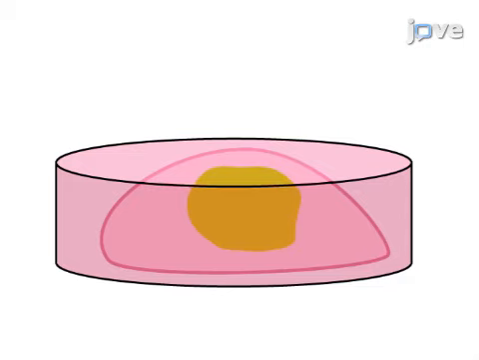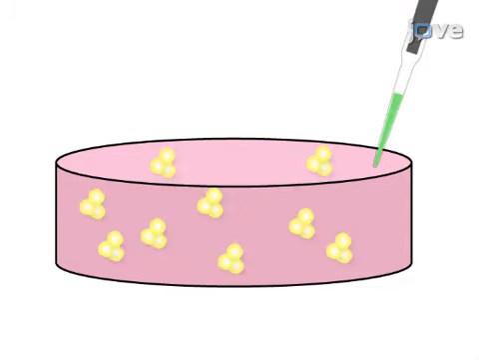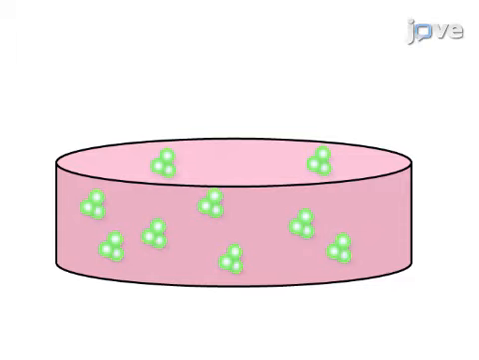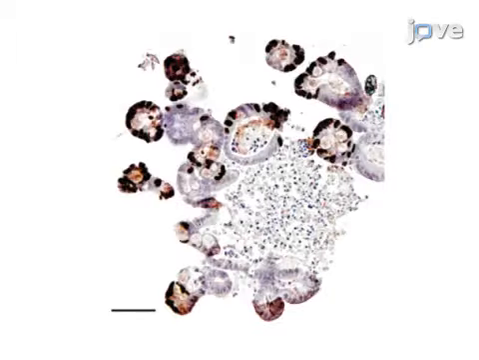crypts. Next, transduce the organoids with the high-titer lentivirus and incubate the transduced organoids in Matrigel. The final step is to embed full-grown transduced organoids in paraffin for downstream immunohistochemistry analysis.